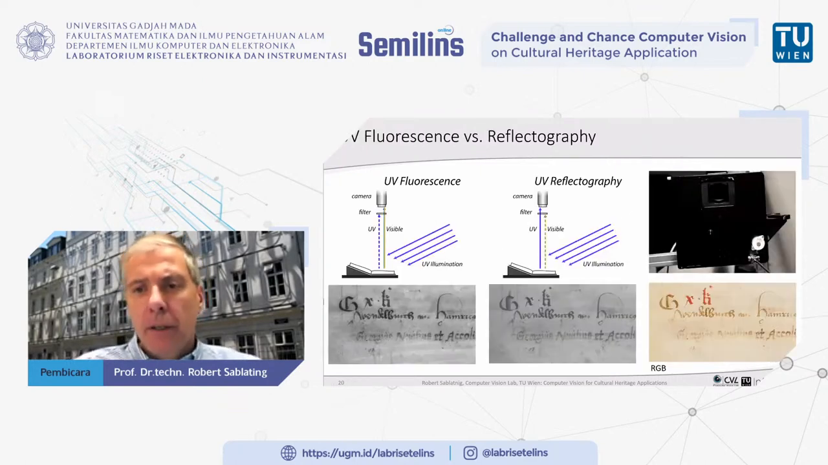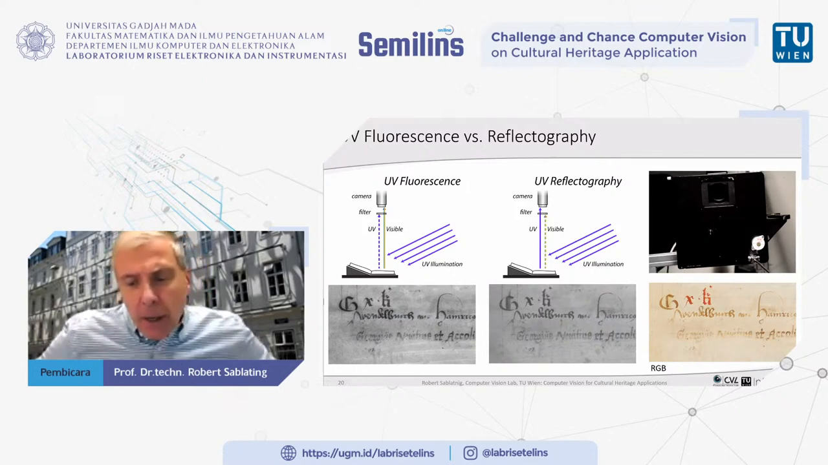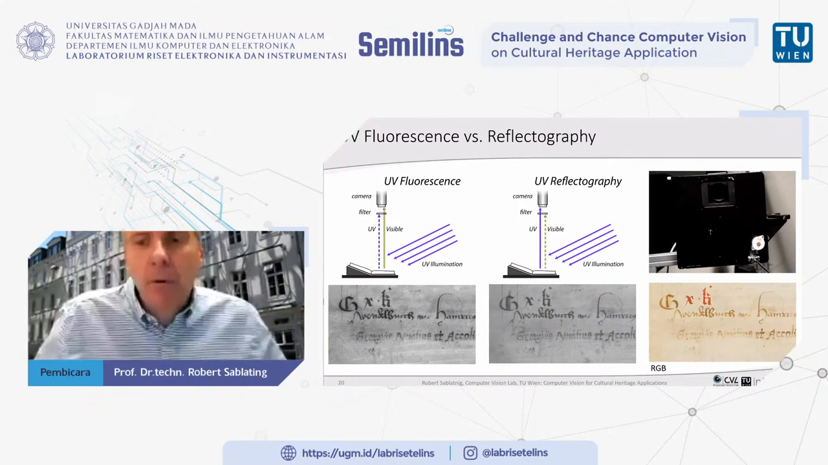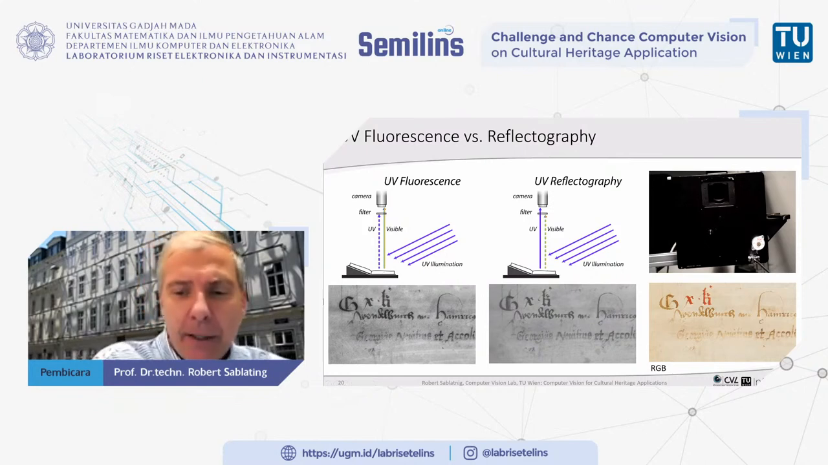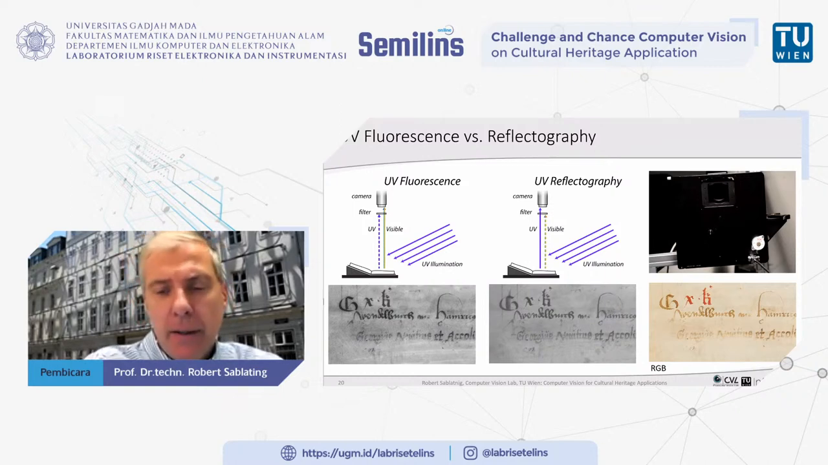As you see here, in the fluorescence case, we need a filter in front of the camera. Why? Because we have UV illumination from our illumination device with the LEDs. And then we need the filter to block out the ultraviolet light as it comes from the light source, and we only let the visible light into the camera. Why is this the case? Because there are some inks and colors that have a fluorescence effect. That means the lower wavelength is coming onto the material, the energy is converted to a higher wavelength, and it is then reflected to the camera. And this UV fluorescence can only be done using this kind of filter.